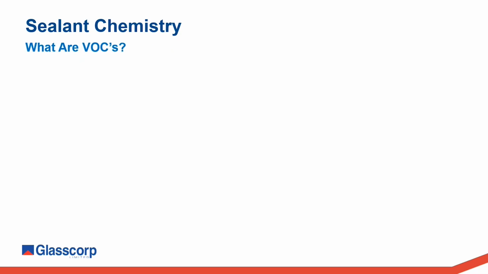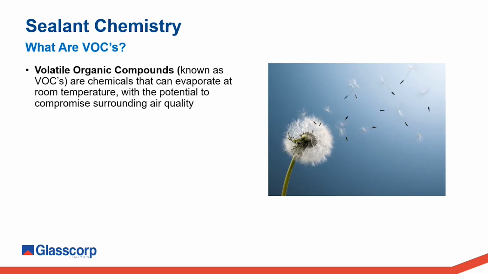VOCs. So what are VOCs? You may be familiar with this term, or you may have heard it used to describe properties of sealants before. VOC stands for volatile organic compounds. These are chemicals which are able to evaporate at room temperature, potentially affecting or compromising the surrounding air quality where they're used. They have been found in numerous different consumer products, including paints, cleaners, detergents, cosmetics, as well as sealants and adhesives.